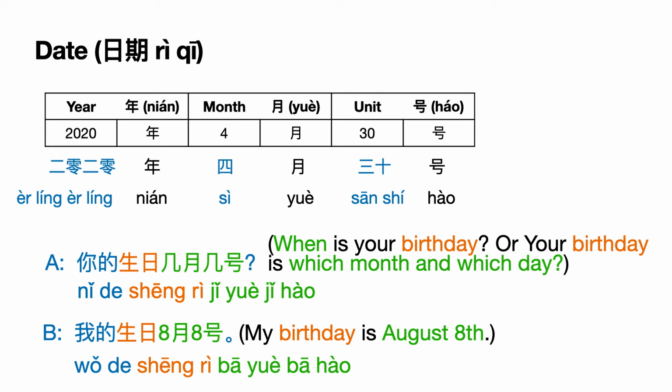For example, 你的生日几月几号? 你的, your. 生日, birthday. 几月, which month. 几号, which day. 我的生日八月八号. 我的, my. 生日, birthday. 八月, August. 八号, the 8th.